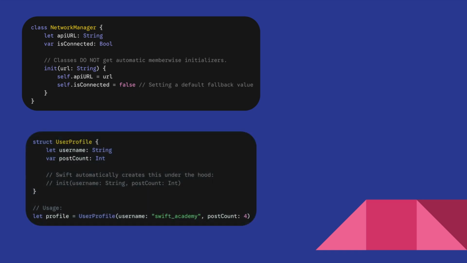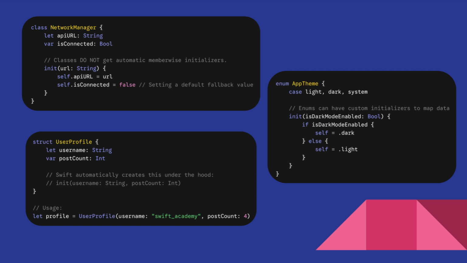Now contrast that with a struct. Look at our UserProfile structure below it. We defined our properties, but we didn't write an init method at all. Why? Because Swift automatically generates a memberwise initializer under the hood for structures. This allows you to instantly pass parameters like username and postCount during instantiation without writing any extra boilerplate code.